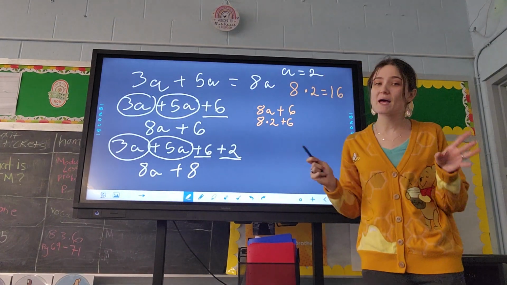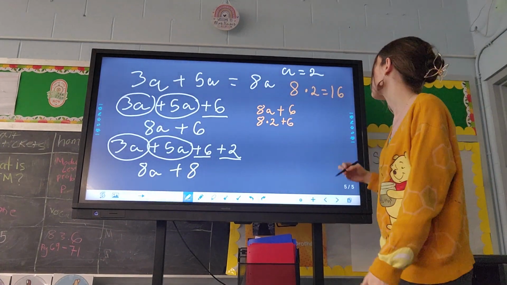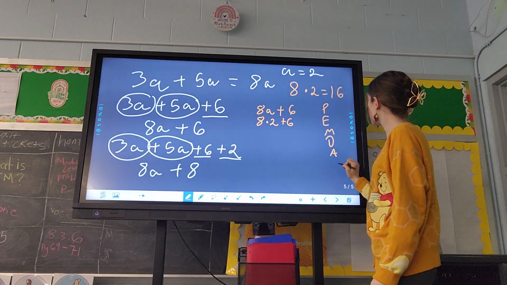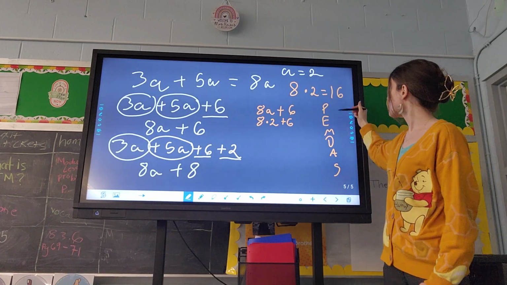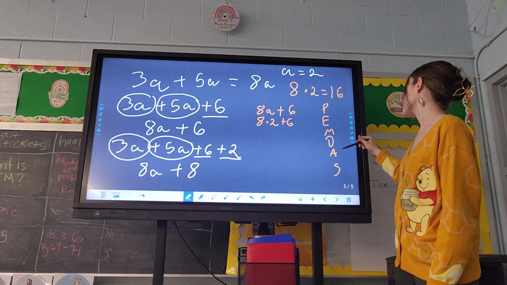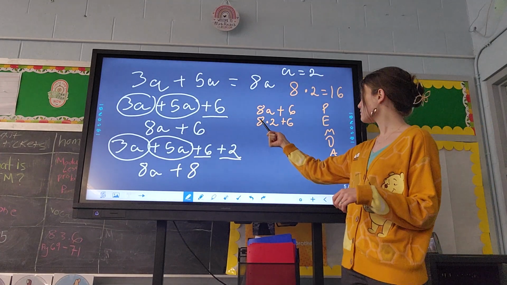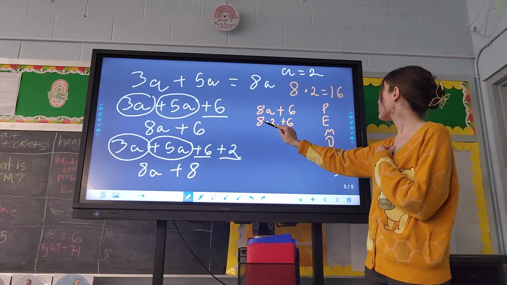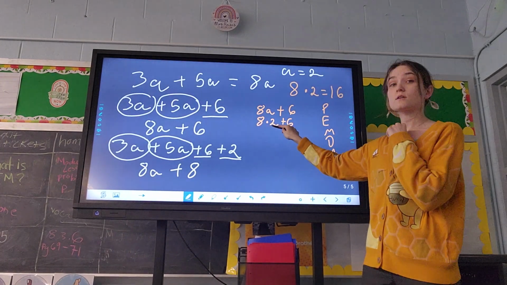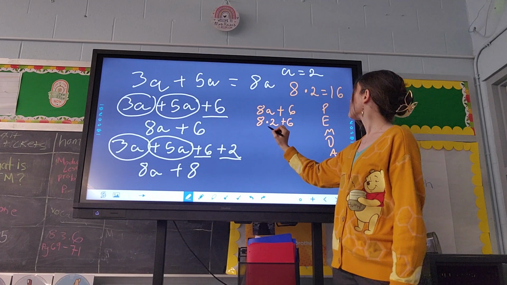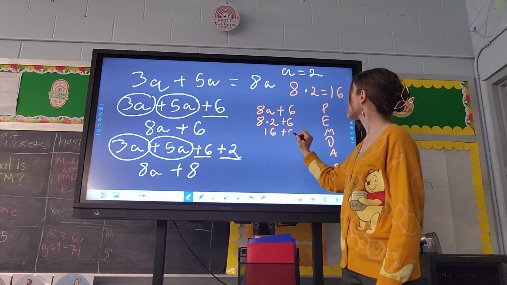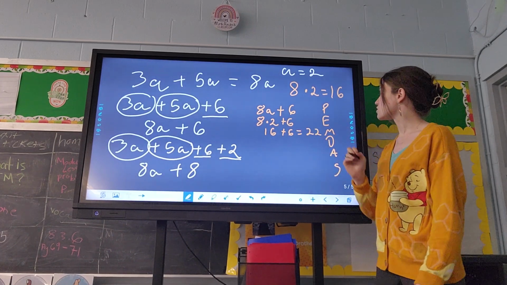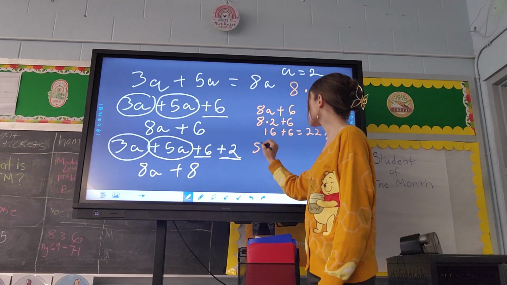So now I'm going to remember PEMDAS, which is please excuse my dear Aunt Sally. I'm actually going to write this down. Please excuse my dear Aunt Sally, which is parentheses, exponents, multiplication, division, addition, subtraction. So I'm going to read this problem left to right. Is there any parentheses? No. Exponents? No. Multiplication? Yes, there is. 16 plus 6. Now what is 16 plus 6? 22.